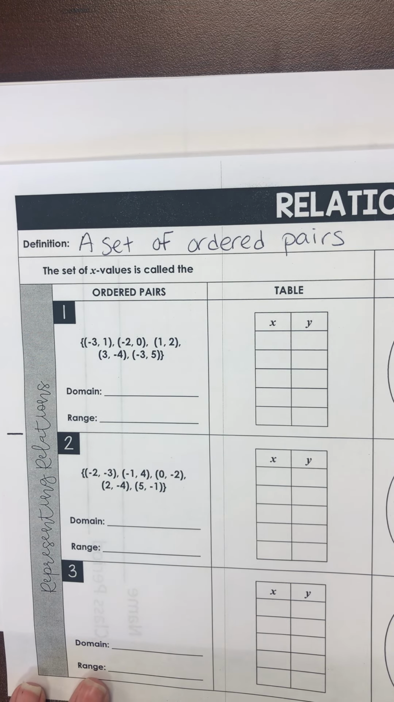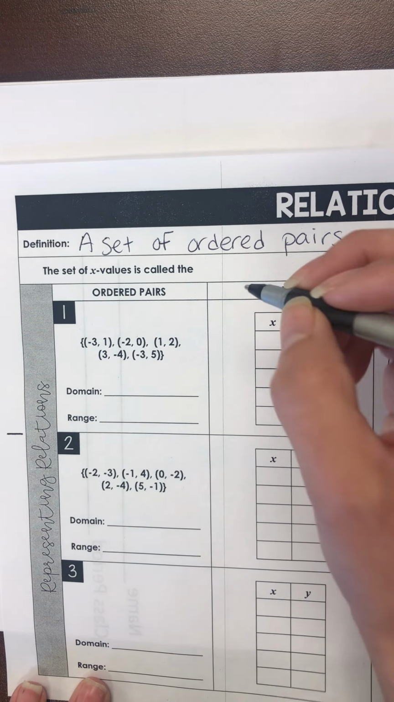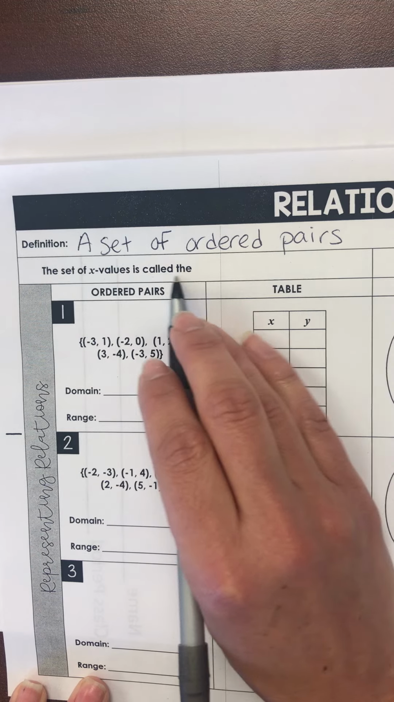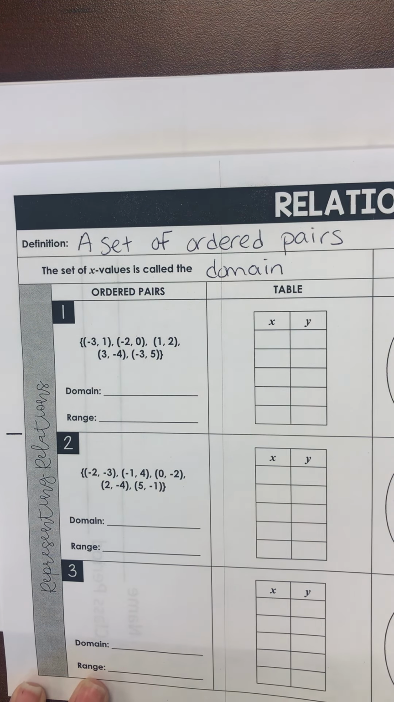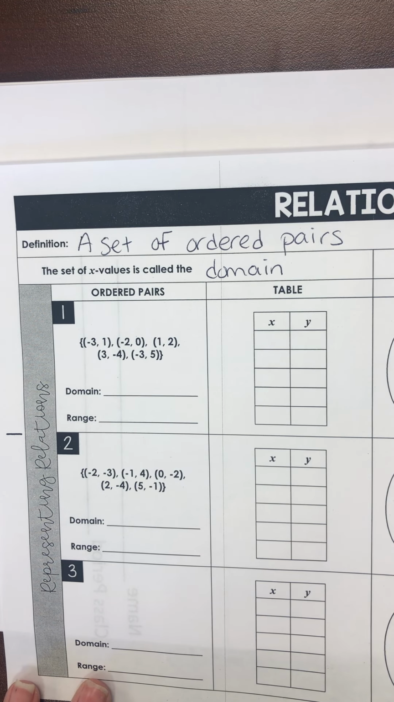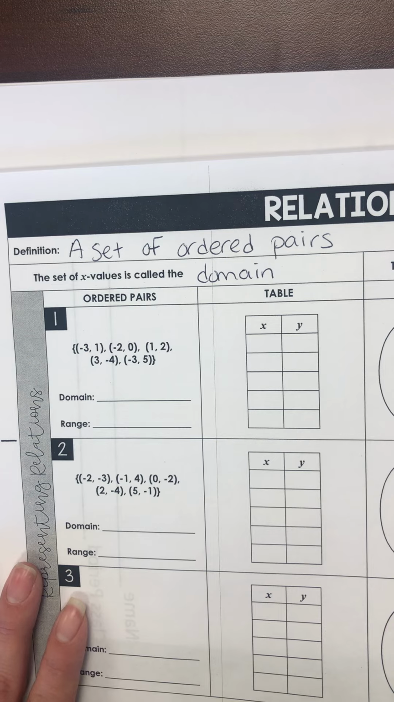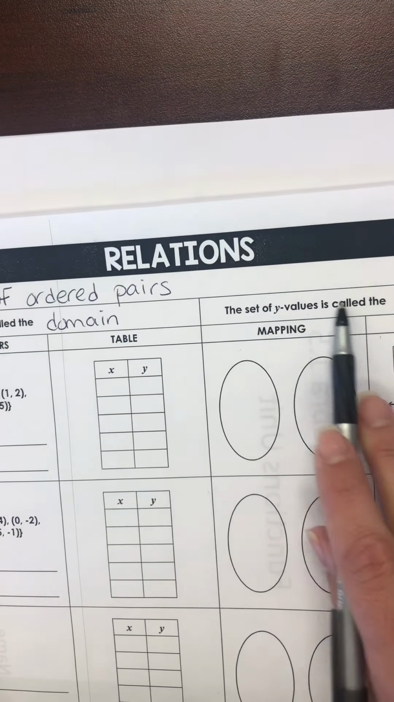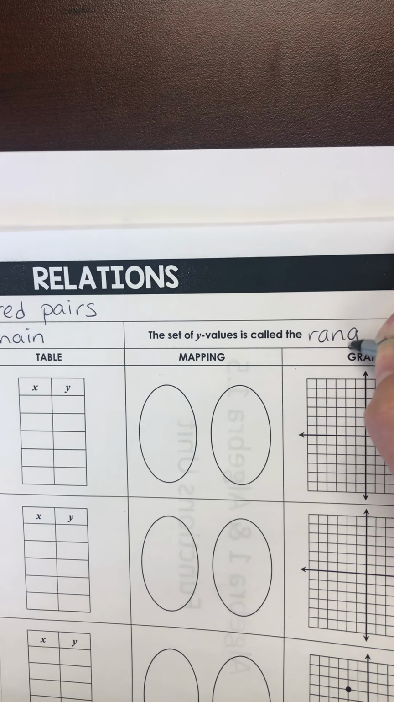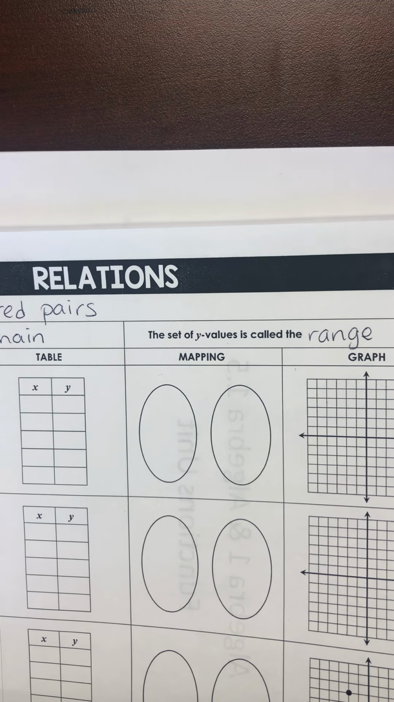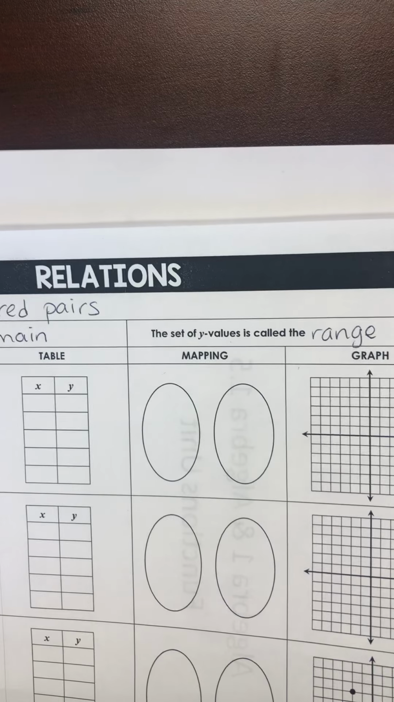The next new definition we're going to learn today is domain. So the set of x values is called the domain. So I could say domain or x values interchangeably. They mean the same term. And then your set of y values is called the range. So again, range and y values are used interchangeably.